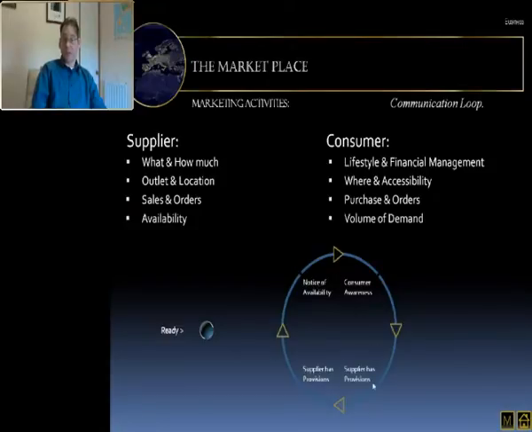And supply has provisions, so availability and volume of demand. So whilst seemingly very opposite, they are relevant to each other. And all in itself creating a communication loop, a communication cycle to be able to move a product on or allow you to know that there's a product available.